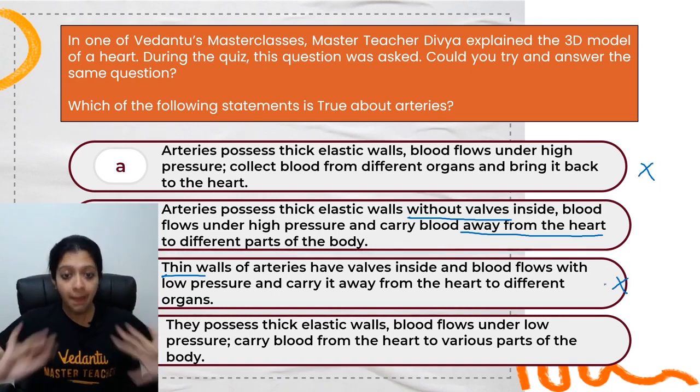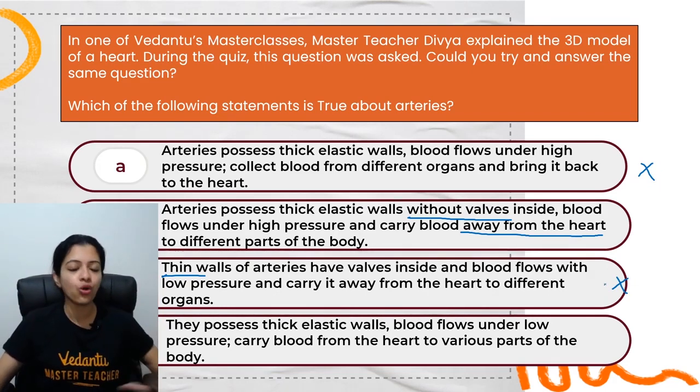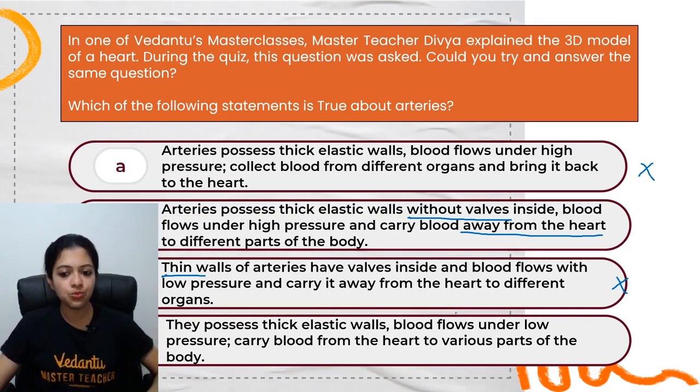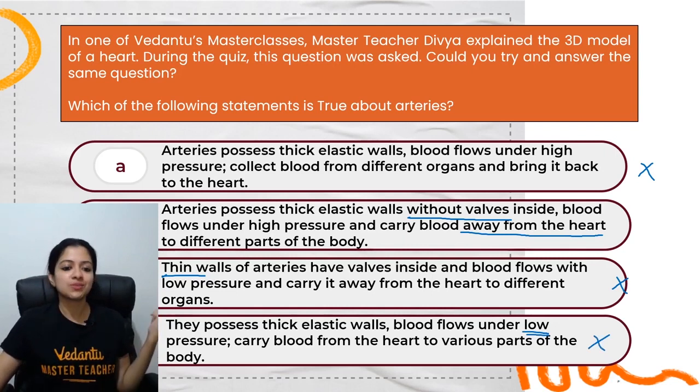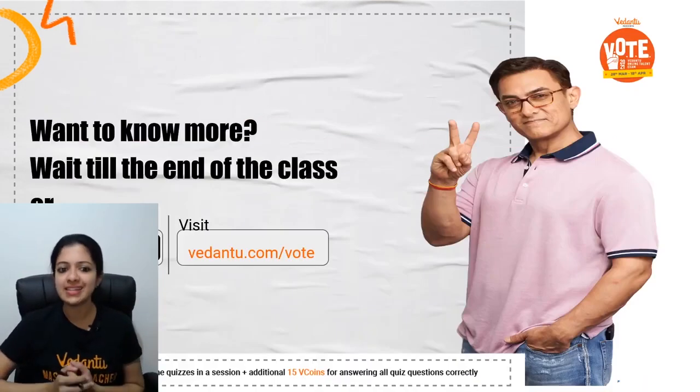First of all, majorly because the first word, thin walls, definitely not matching with artery. Then, thick elastic walls, blood flows under low pressure. No, no, blood flows under very, very high pressure and not low pressure. So that's wrong as well. B becomes the answer beyond any doubt.